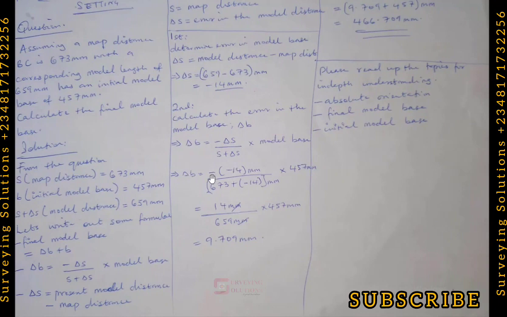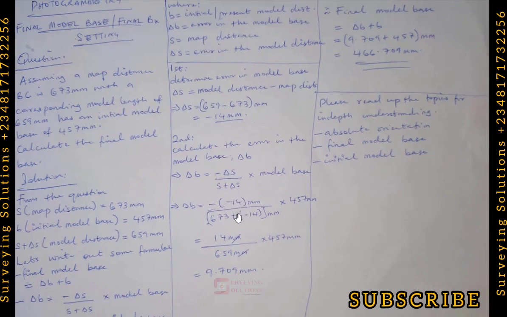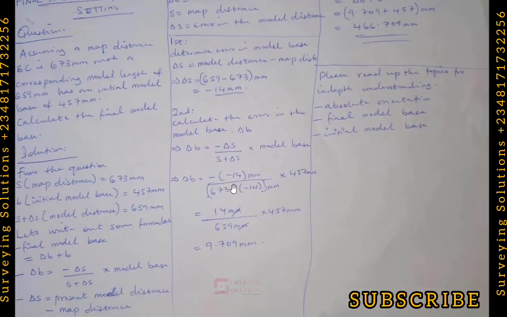This now implies that minus, remember the formula has minus, and the former result we had also has minus. So minus into minus, in millimeters because that's the unit, divided by S, which we have shown you to be what? The map distance, plus the change in S, which is the error in the model distance. Since there is a negative sign here, plus minus will definitely give you minus, multiplied by your model base. So minus into minus, you should arrive at plus 14, right? Good.